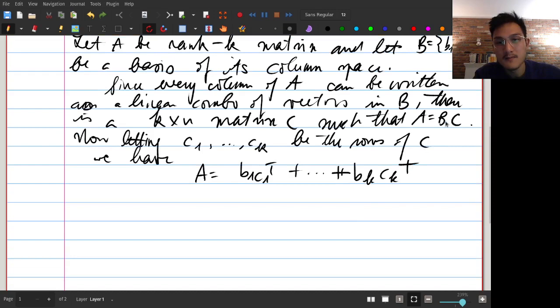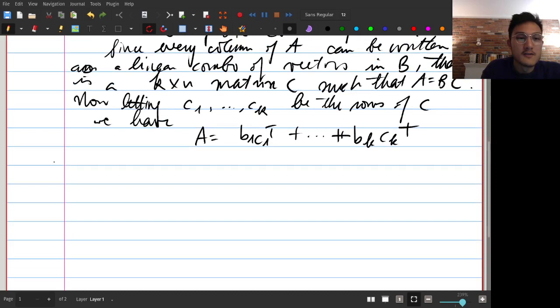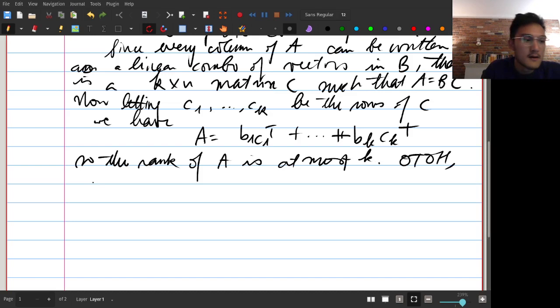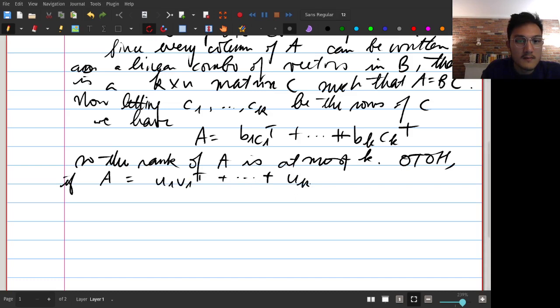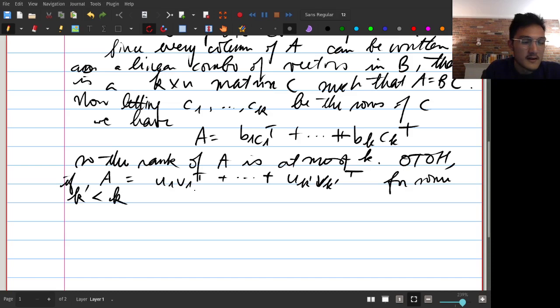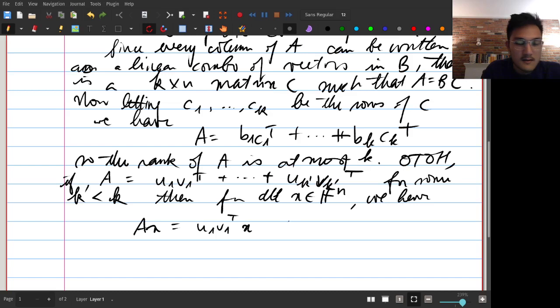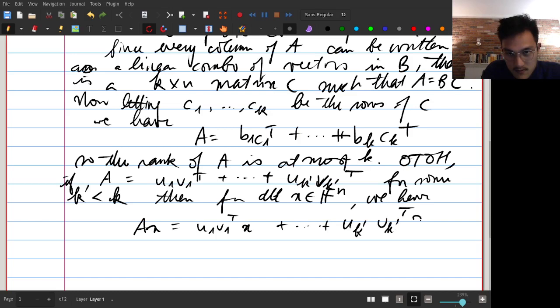That's just expanding this thing right here. Okay, so the rank of A is at most K. But on the other hand, if A is equal to U1 V1 transpose plus all the way up to UK' VK' transpose, for some K' less than K, then for all X in F to the N, we have AX would equal, well, you just write this out, U1 V1 transpose X plus all the way up to UK' VK' transpose X.